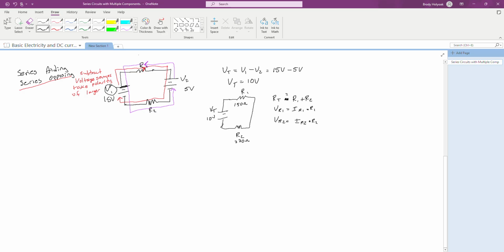And then I need to solve what the currents are. So I need current of R1, but because they're in series, it's going to be the same as the current of R2, which is also going to be the same as my current total, because current total is what is coming out of my source. So current total is going to be voltage total divided by resistance total. So I have 10 volts with my R total. We haven't even solved that yet, so R total is going to be 150 plus my 330.